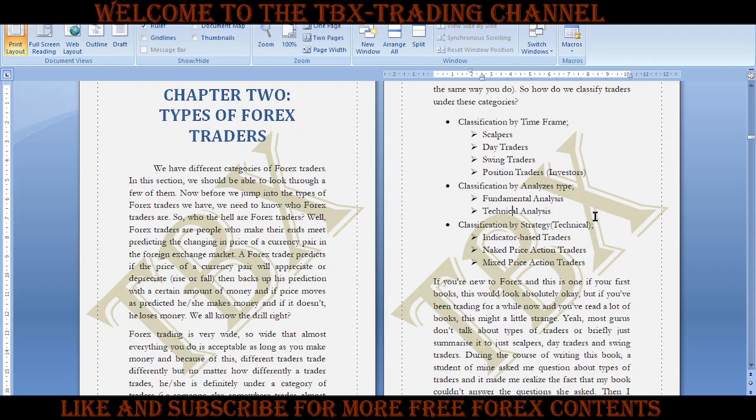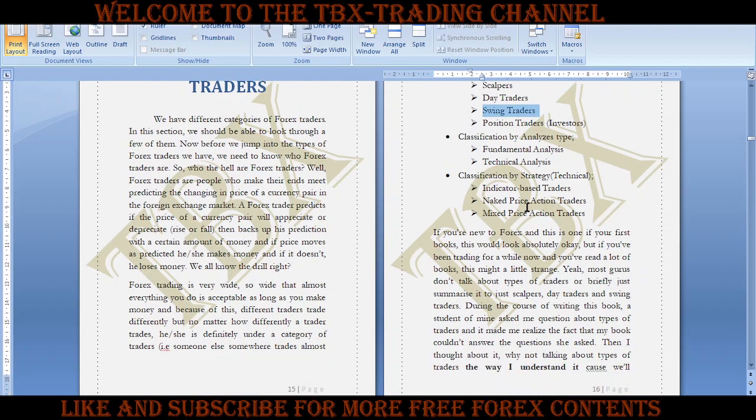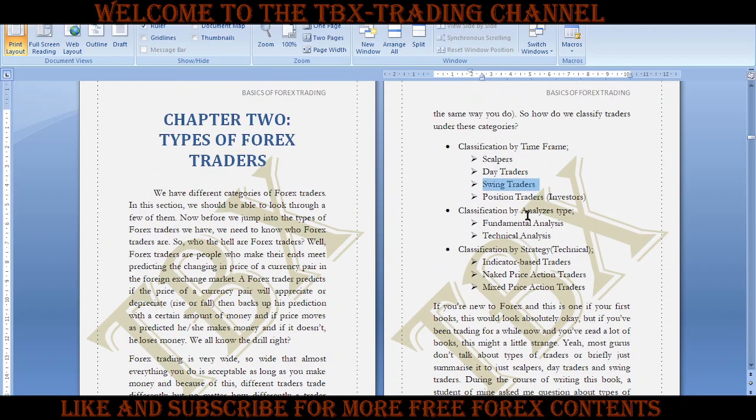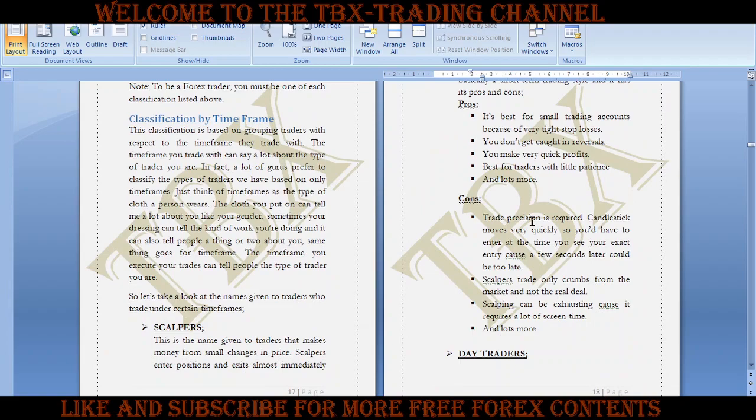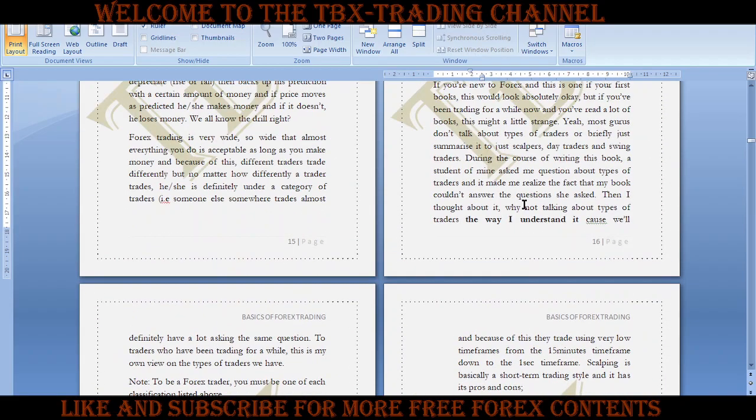For instance, if you're the kind of person that loves to hold investment for a very long time, or you prefer to hold trades for long, you might want to go into something like swing trading. In short, the type of person you are will determine the type of trader you're going to be. So let's just quickly skim through the classification and types of forex traders.